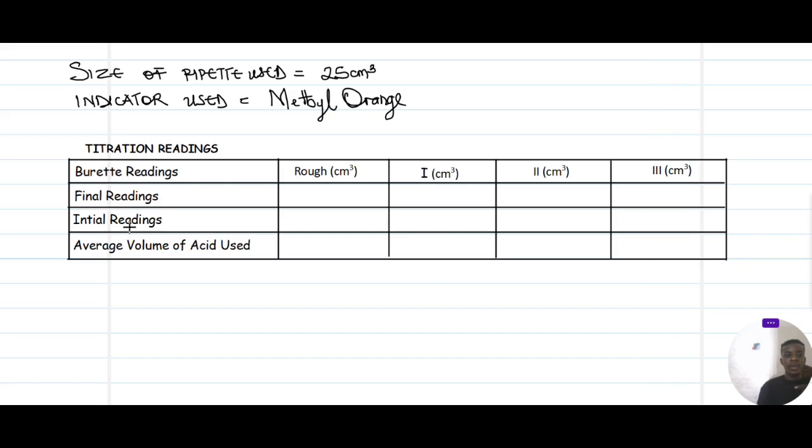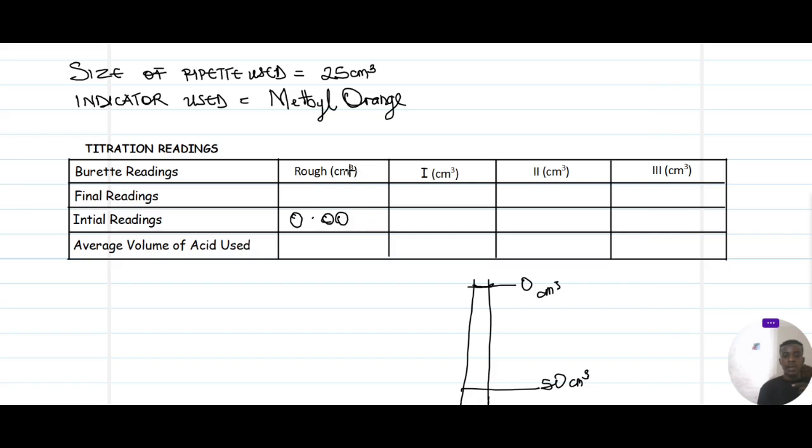Burette reading, your final reading, your initial reading, and average volume of acid used, which is your Va. Initial reading means where you started from. You know your burette ranges from 0 cm cube to 50 cm cube. That's the capacity of your burette. So you will fill up to 0, it means you're starting from 0. You are taking the reading at the meniscus. So that is your initial reading. You come here, you write 0.00.